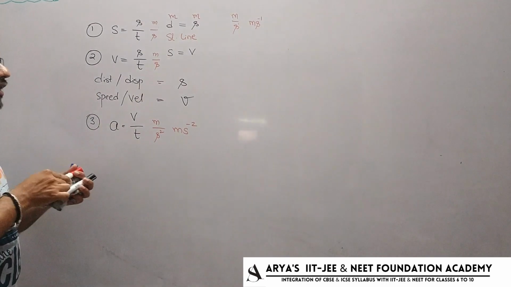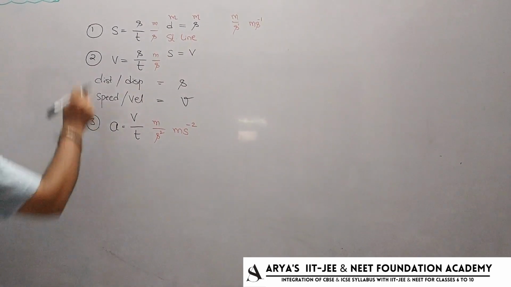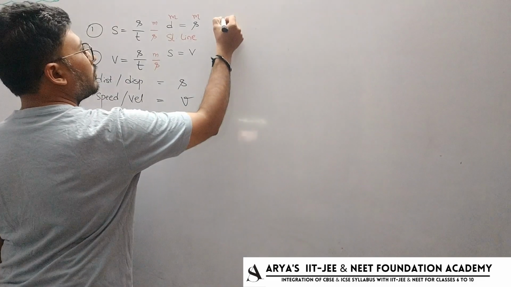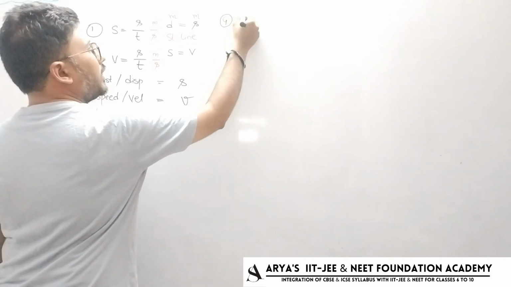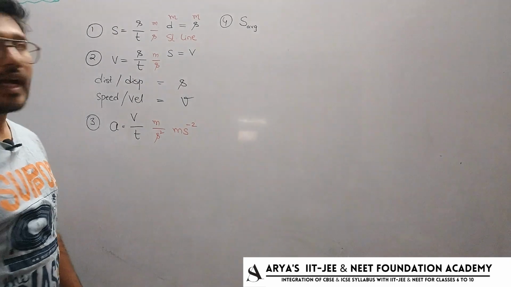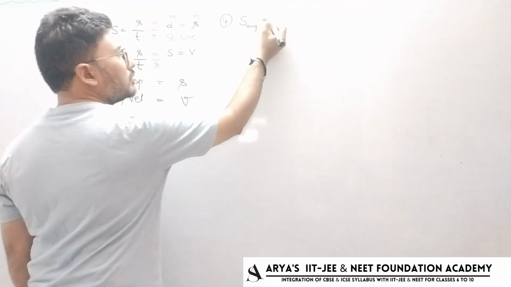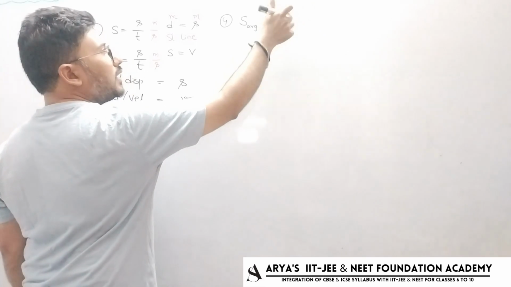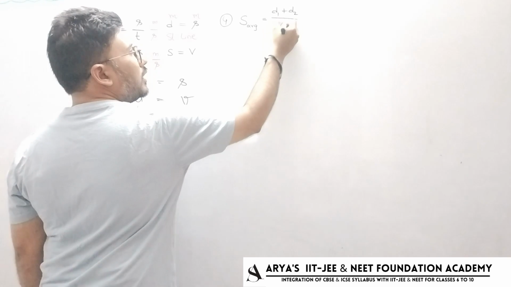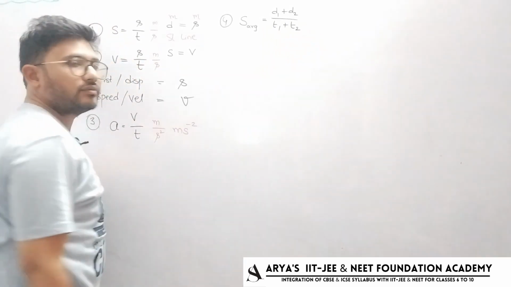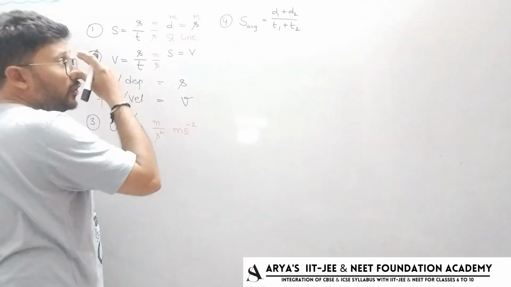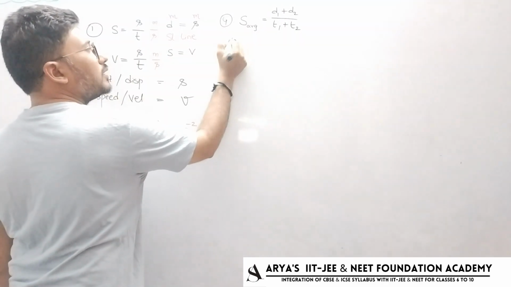Now, then we have another formula. These three are one set. Next. S average, average speed. Average speed is equal to total distance by total time taken. D1 plus D2 by T1 plus T2. Now there are few cases. Let us see. First case.